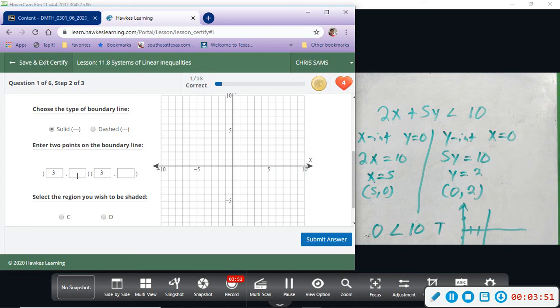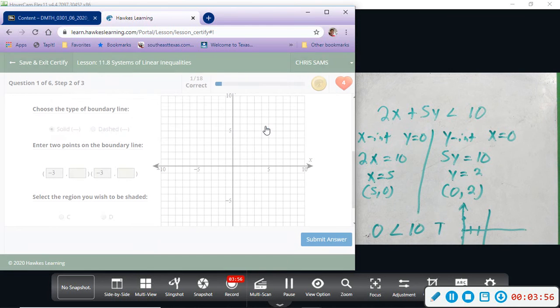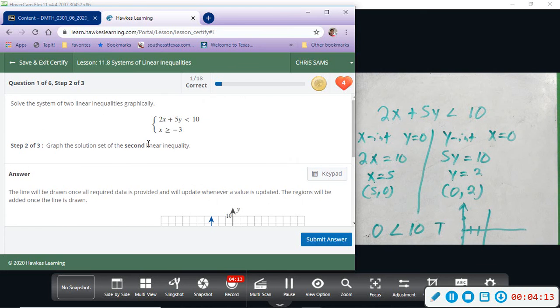Just to drive that point home, I'm going to put 0.1. Oh, they don't want you to do decimals. Let's do a fraction. Let's do 5 over 2, and let's do negative 1. It doesn't matter what you pick, it will work, just as long as you make sure x is negative 3. That's the description.